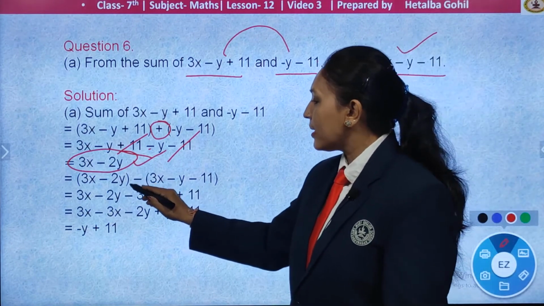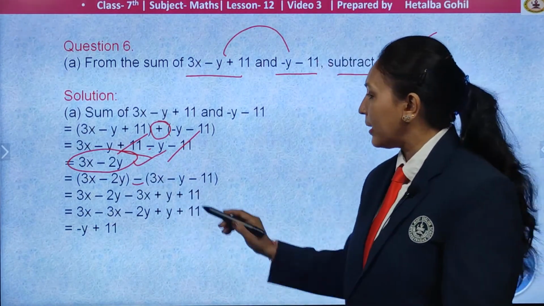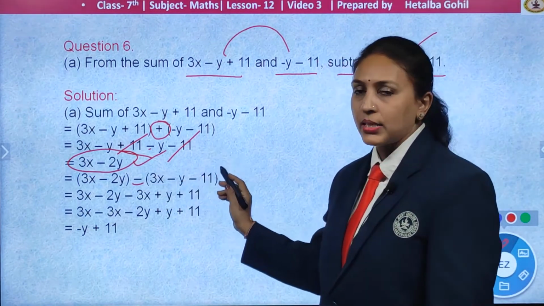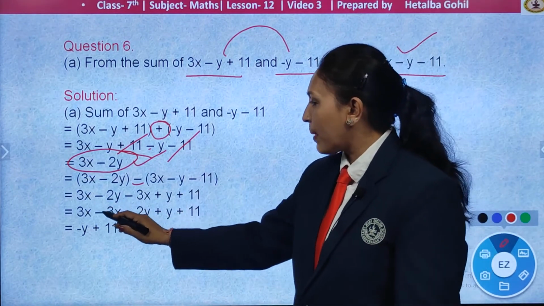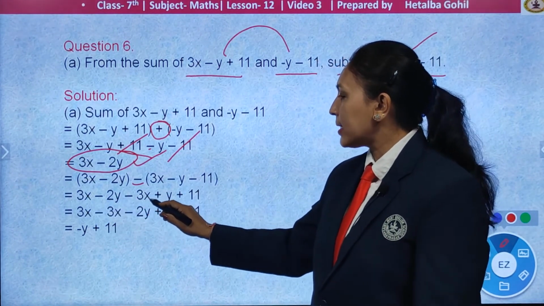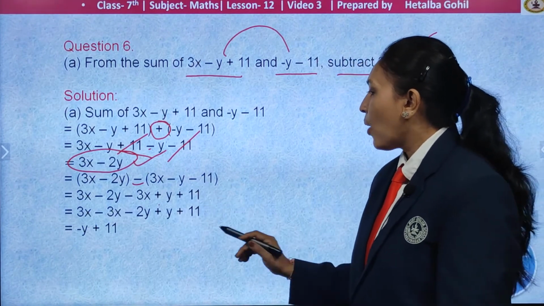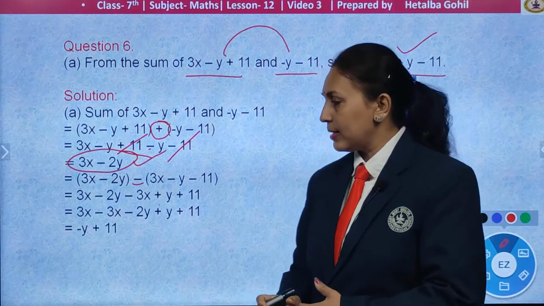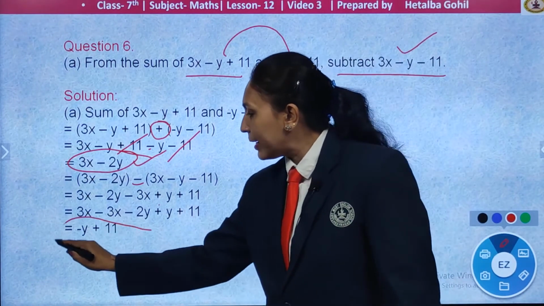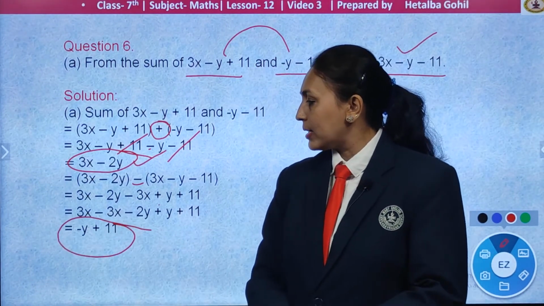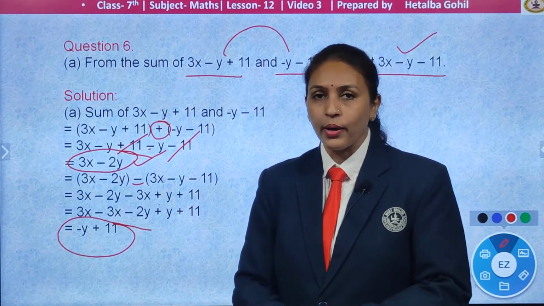Here, as there is a negative sign outside the bracket, the signs inside the brackets will change. So, 3x minus 2y minus 3x plus y plus 11. Now, after we collect the like terms and simplify them, we will get our answer as minus y plus 11.